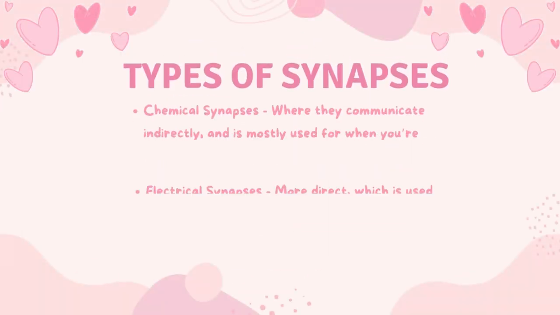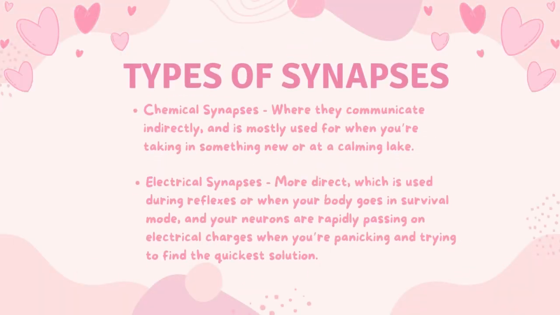Next are the types of synapses. A chemical synapse is where they communicate indirectly and is mostly used when you're learning something new or at a calming lake. Electrical synapses are more direct, which is used during reflexes or when your body goes into survival mode, and your neurons are rapidly producing and passing on electrical charges when you're panicking and trying to find the quickest solution.